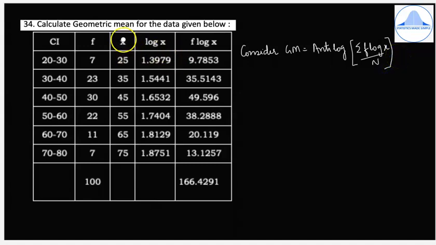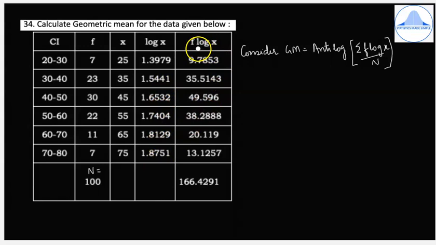So now the first step is to find out capital N. If you add up all the frequencies, we'll get capital N is equal to 100. Next, we need to find out x. X is the midpoint of the class intervals. So 20 plus 30 whole divided by 2 is 25, that is lower limit plus upper limit divided by 2. Find out the remaining midpoints 35, 45, 55, 65 and 75. The next step is to find out log x. So log 25 is 1.3979, then 1.5441. Similarly, find out all the remaining log values.